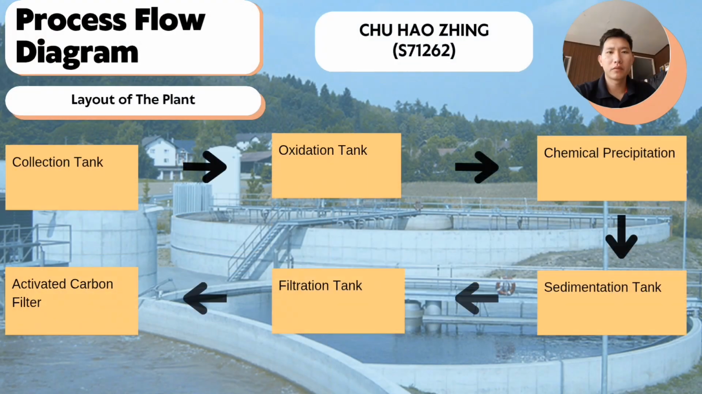Process flow diagram 2.1, layout of the plant. First is the collection tank, where we use acid or alkali. After that, the oxidation tank will use lime or NaOH. Then chemical precipitation, using alum or ferric chloride. After that, the sedimentation tank and filtration unit so that the water becomes clean. Next is the activated carbon filter for discharge.